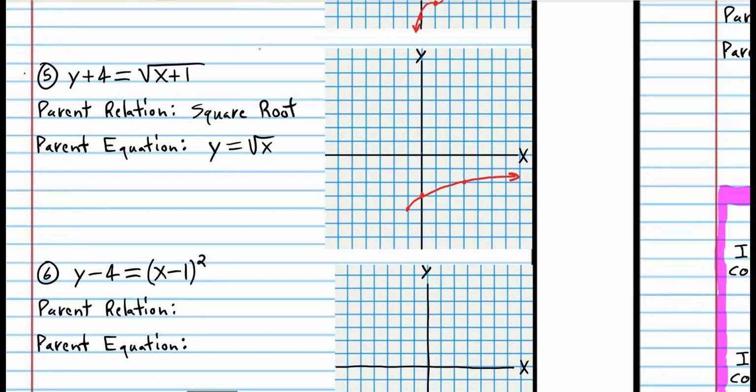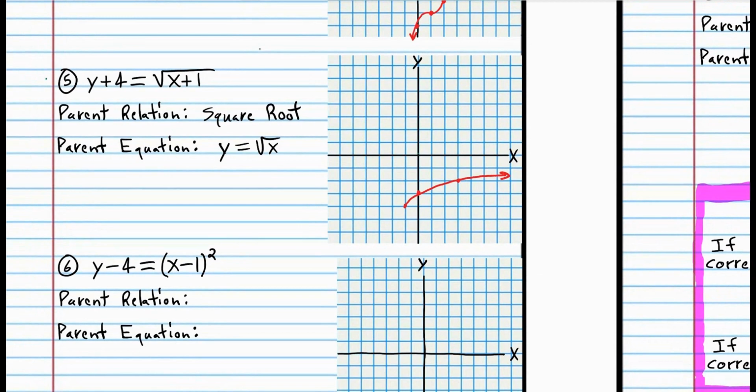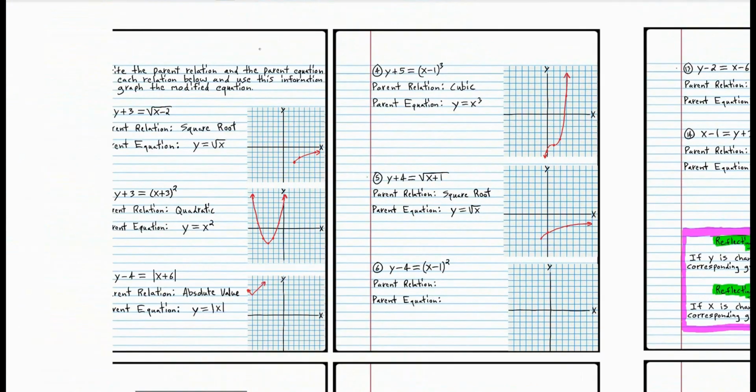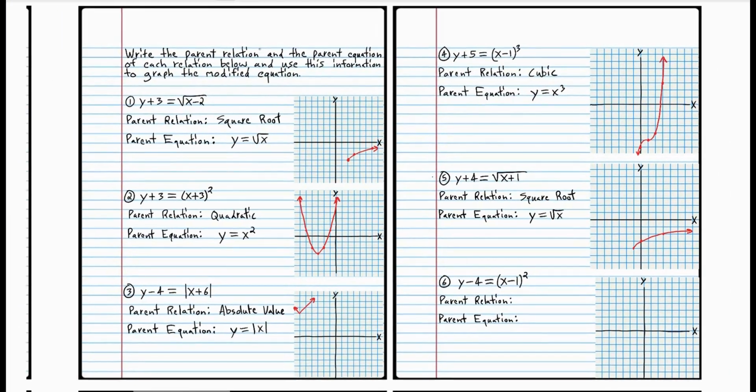But the parent graph helps us to understand what shape we're moving around. So go ahead and try number 6, and when you come back, we'll do it together.